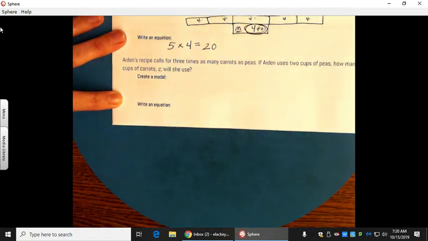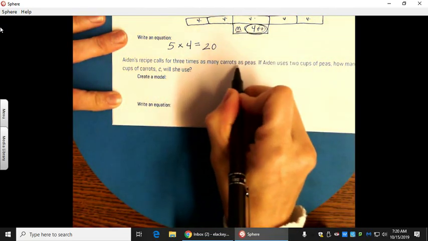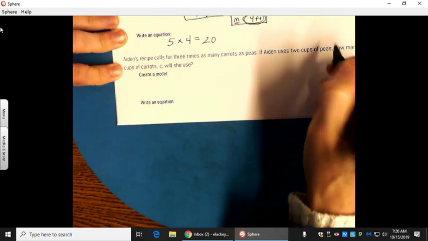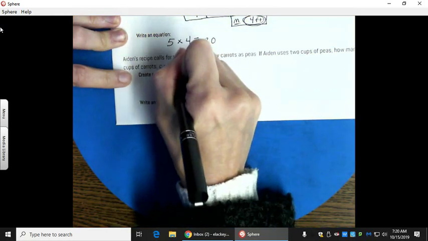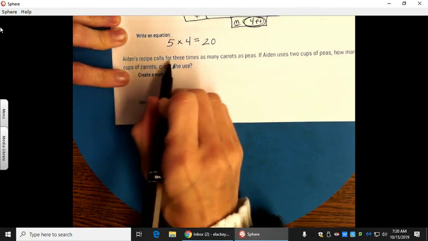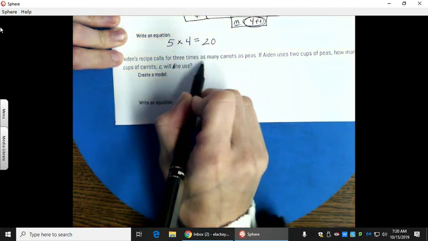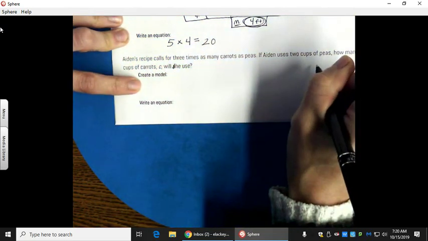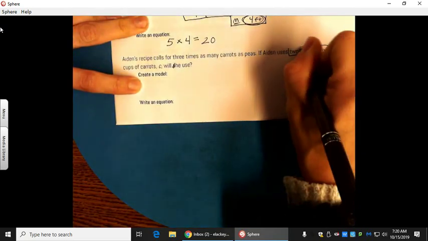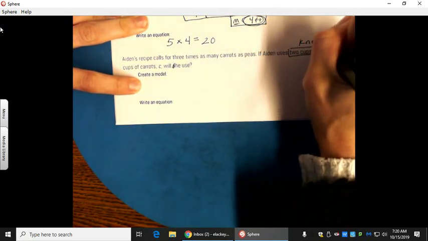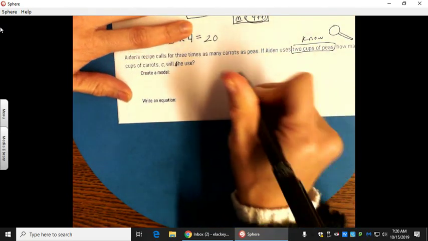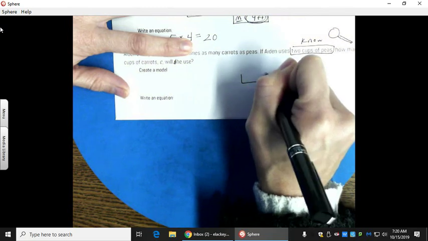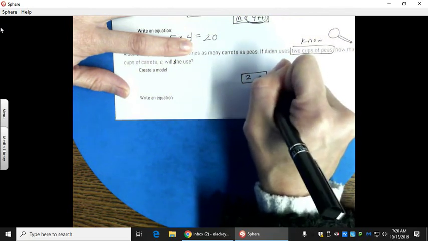This one, Aiden's recipe calls for 3 times as many carrots as peas. If Aiden uses 2 cups of peas, how many cups of carrots will he use? Okay, Aiden's recipe calls for 3 times as many carrots as peas. 2 cups of peas. I always look for what I know. It's almost like I have a magnifying glass and I'm looking for what I know. So I'm already going to draw what I know. So 2 cups of peas.